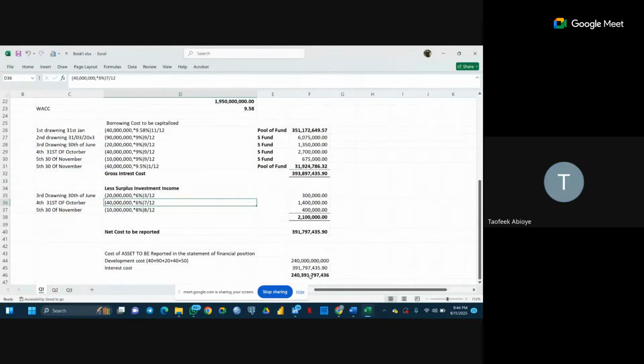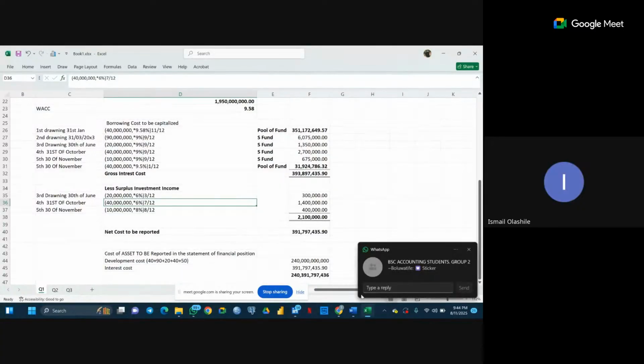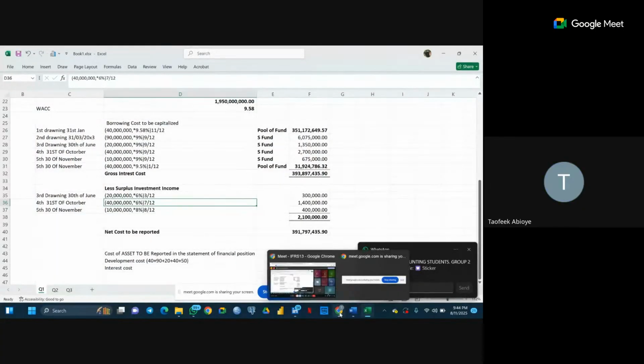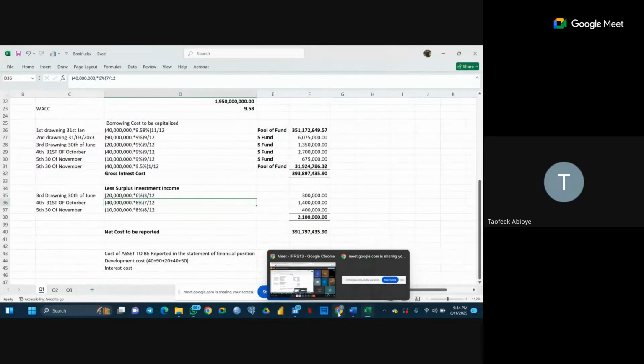Can we please mute our mic, please? Let's mute our mic. I don't want to remove everyone. So in case you want to ask a question as we go on, please let's mute our mic.